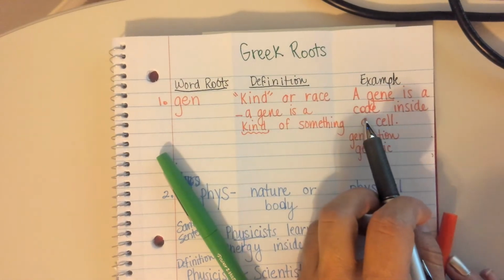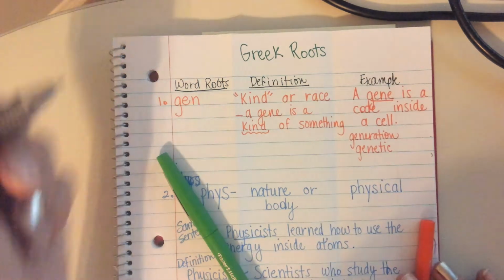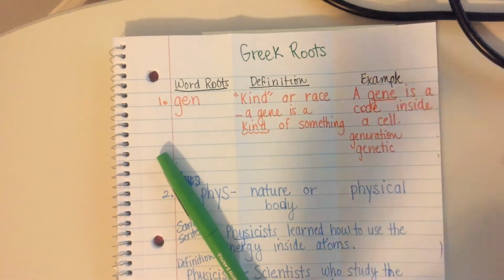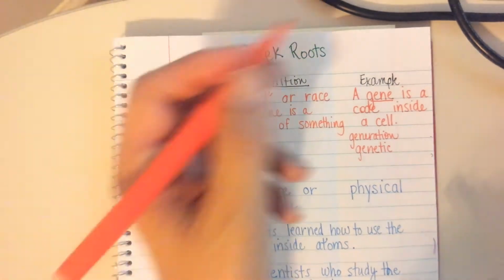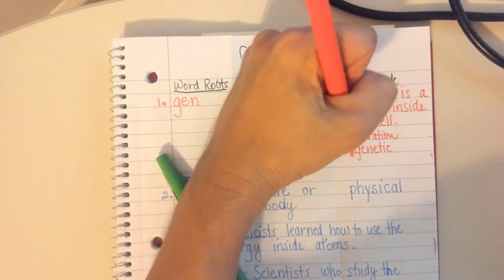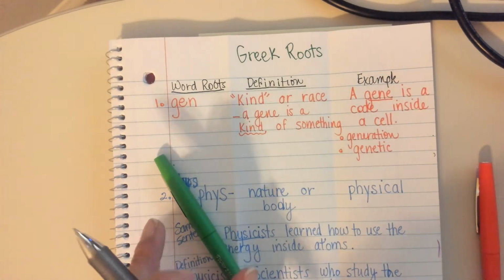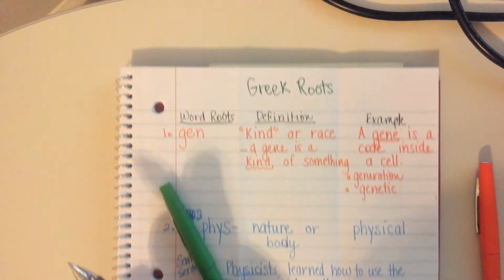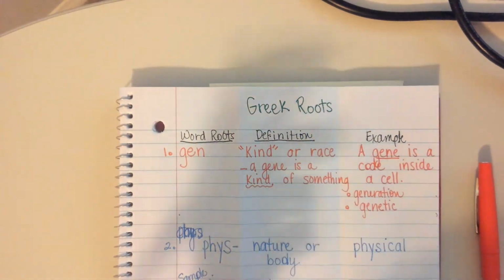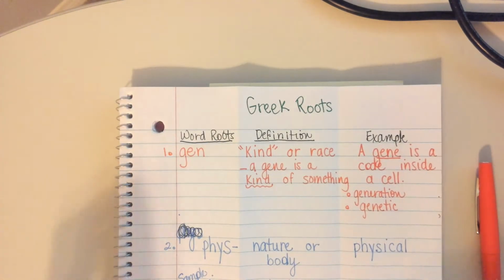A gene is a code inside a cell. An example of the part gen or gene inside of words is generation or genetic. You're going to be using these words in your turn book today. Okay, I'm starting to make a little mistake here, as you can see.